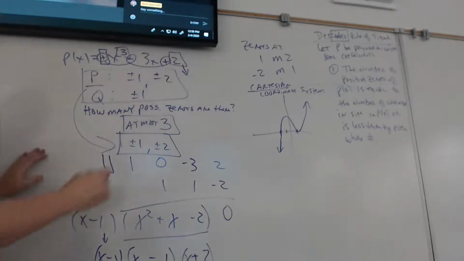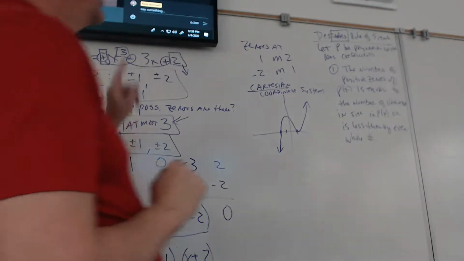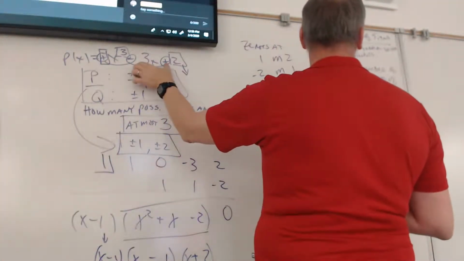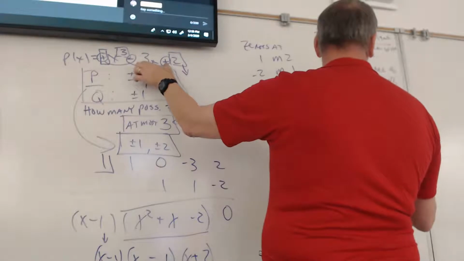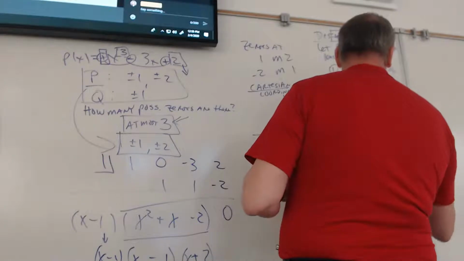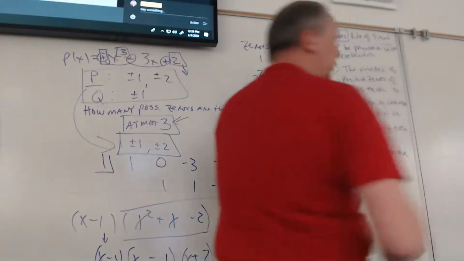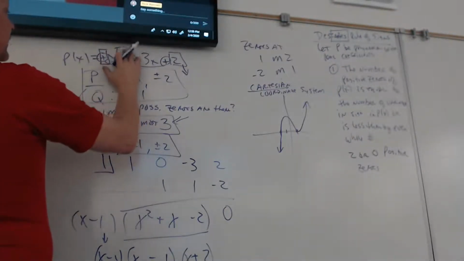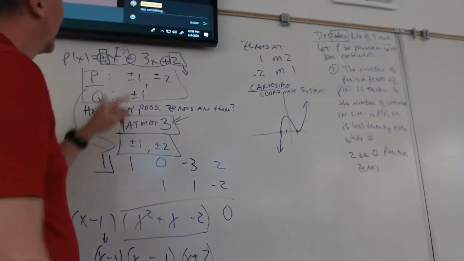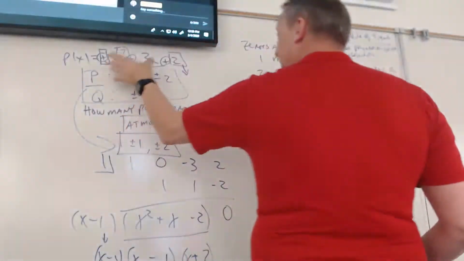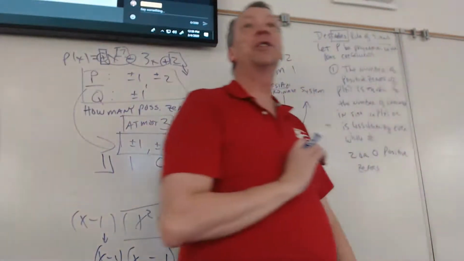Okay, now remember, the most zeros I'm going to have is 3. What Descartes' rule of signs says is, I've got 2 changes in sign here, so I'm going to have 2 or 0 positive zeros. You're always going to decrease by an even number. So if this was, let's say, x to the 7th, and I still only had 2 changes in sign, I'm still going to have at most 2 or 0 positives.